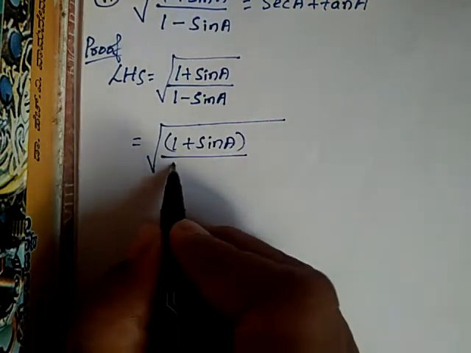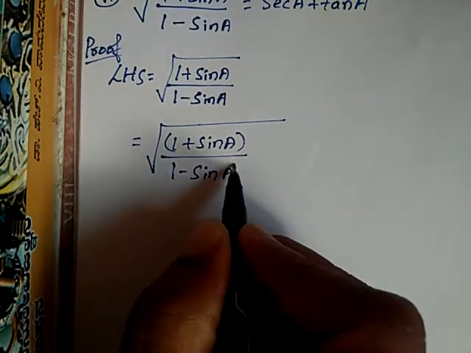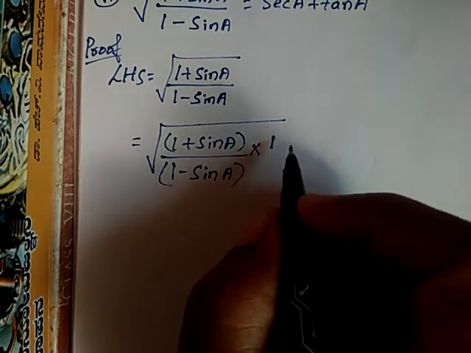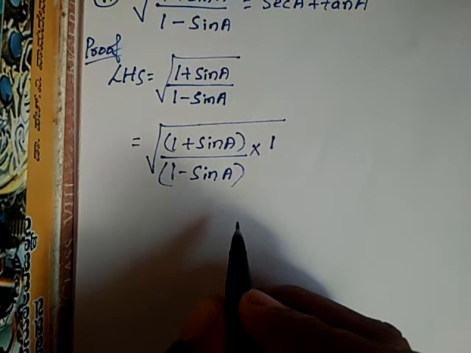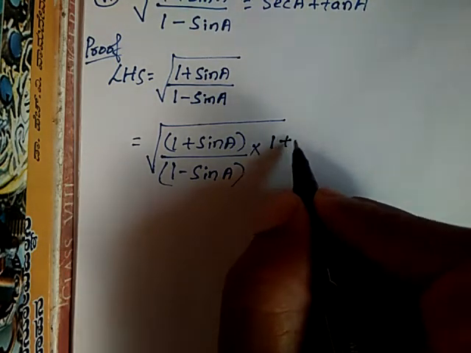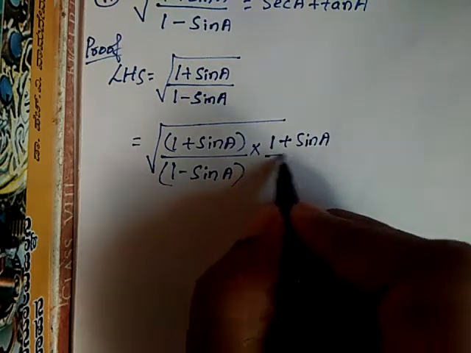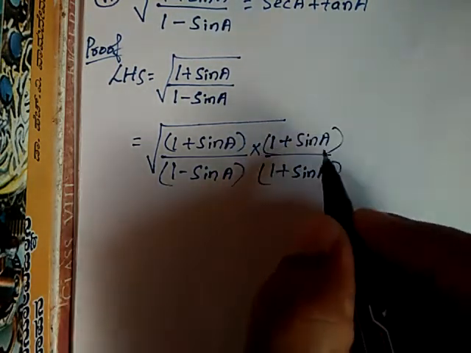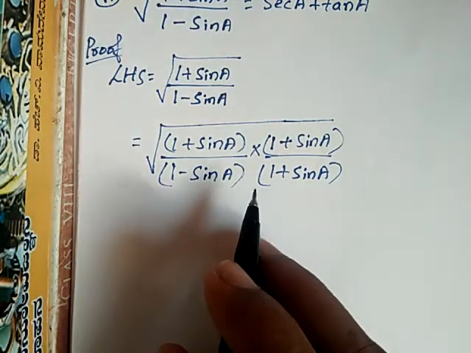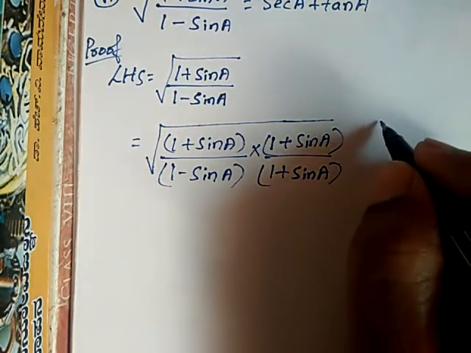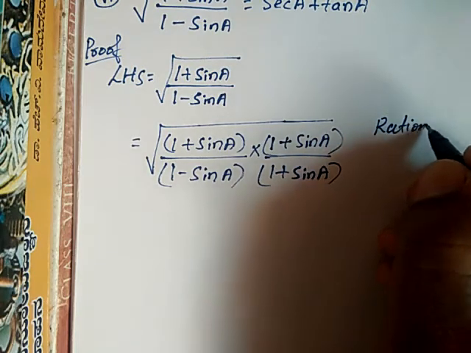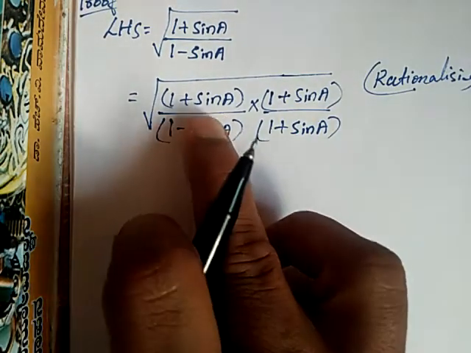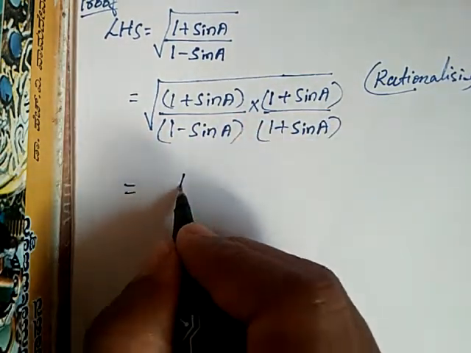Root of (1 plus sin a) divided by (1 minus sin a), into, since there is a minus sign here, we have to rationalize the denominator. So multiply by (1 plus sin a) divided by (1 plus sin a). After rationalizing like this, it will be 1 plus sin a, 1 plus sin a.